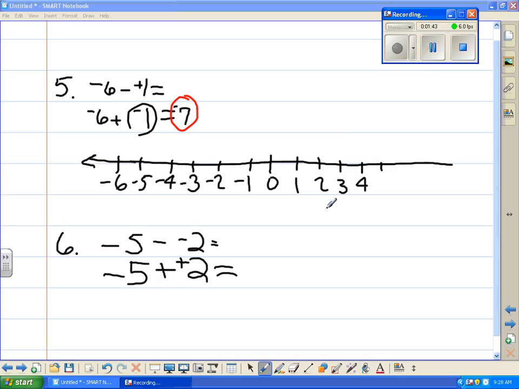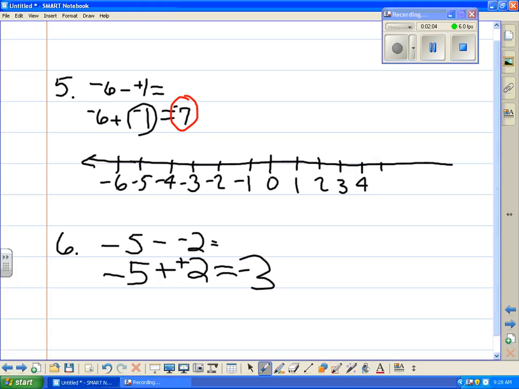Negative 5 minus negative 2. You keep negative 5 the same. Switch the minus to a plus, and the negative 2 goes to a positive 2, and then you get negative 3. Okay, now show how you did it on the number line. On the number line, you go to negative 5, and then you go right 2, and then you get negative 3. And why did you go to the right 2? Because it's a positive number. Perfect.